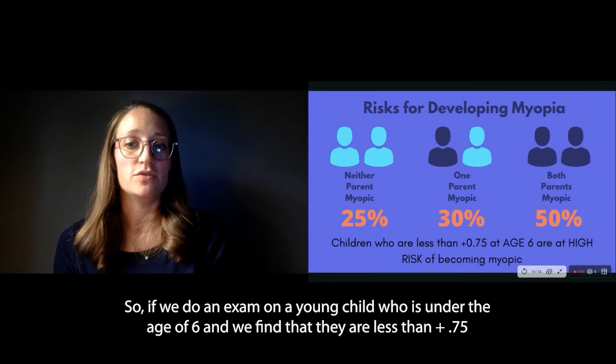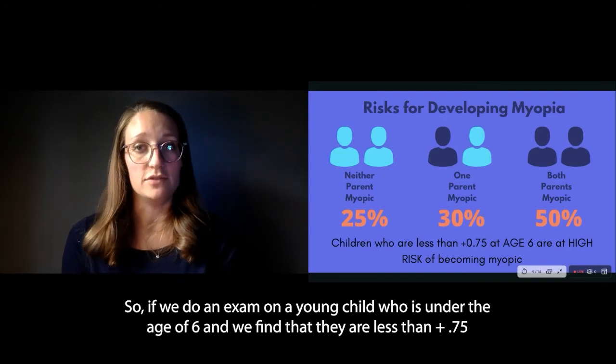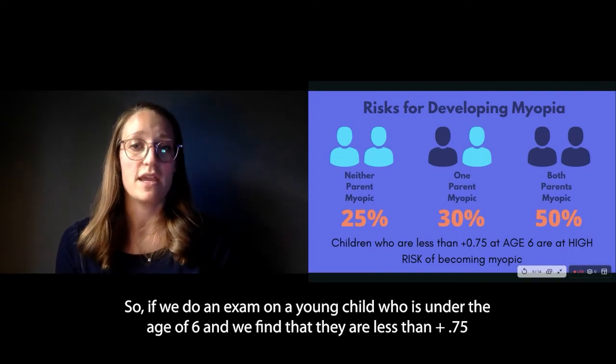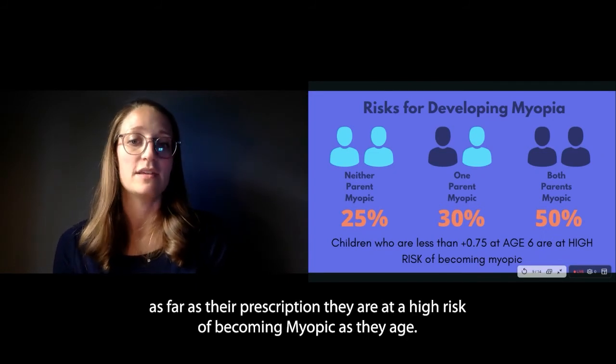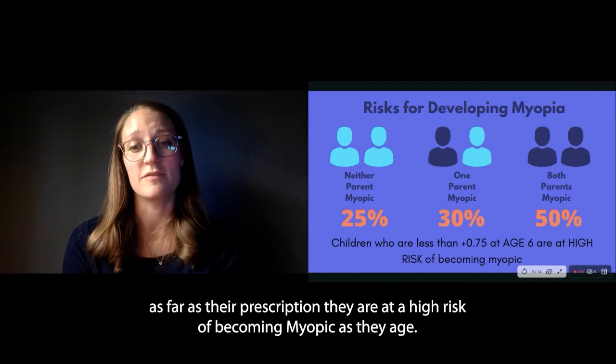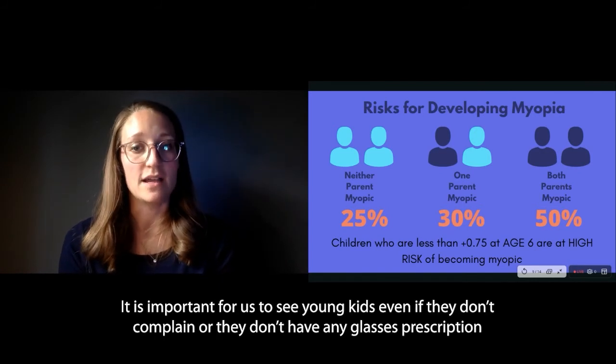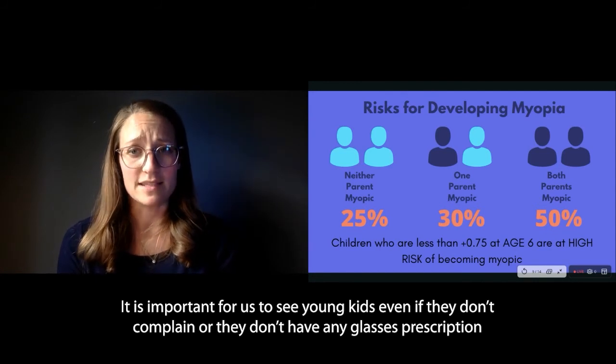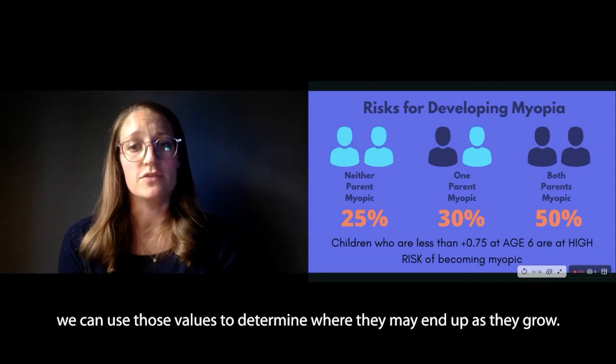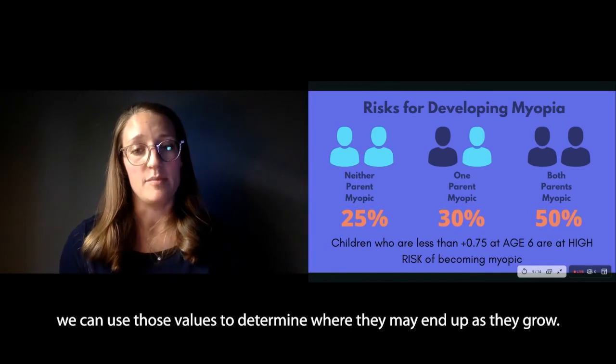So if we do an exam on a young child who's under the age of 6, and we find that they are less than plus 0.75 as far as their prescription, they're at a high risk of becoming myopic as they age. So it's important for us to see young kids, even if they don't complain or if they don't have any glasses prescription, we can use those values to determine where they may end up as they grow.